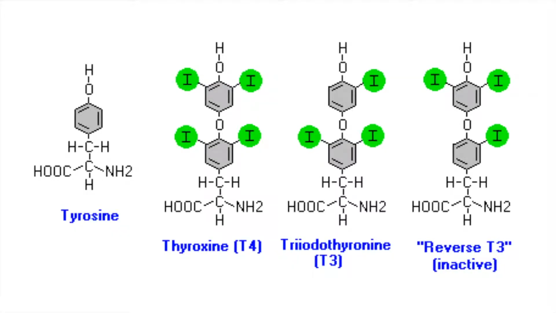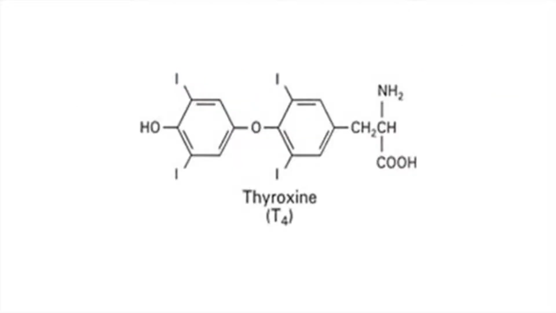These include tyrosine, thyroxine, triiodothyronine, and reverse T3. They function to help the body with energy, body heat, and general homeostasis. This is thyroxine, also known as T4. It's one of the thyroid hormones, and it's the one we'll be talking about today.